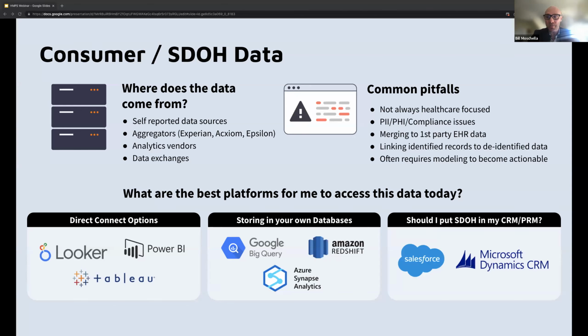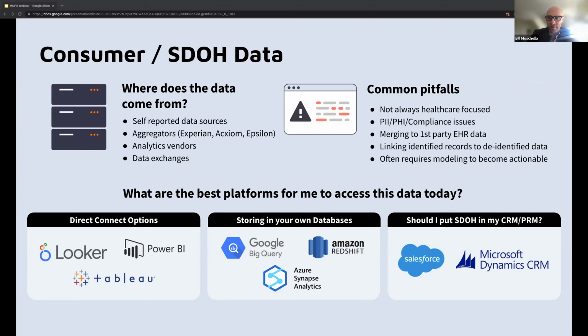Third is what I think is very important, analytics vendors, because they take that data and then build upon it by adding propensity models, modeling additional data from combined sources of first and third party data. And then finally, data exchanges, which are vendors who are putting data up for download and access with various types of elements on them for you to be able to bring in and aggregate on your own.